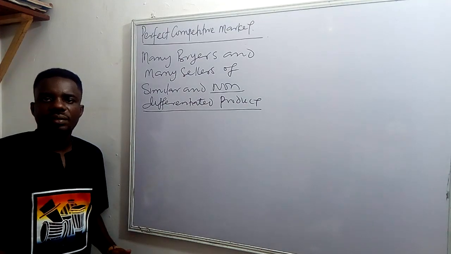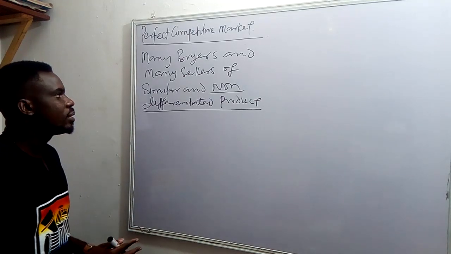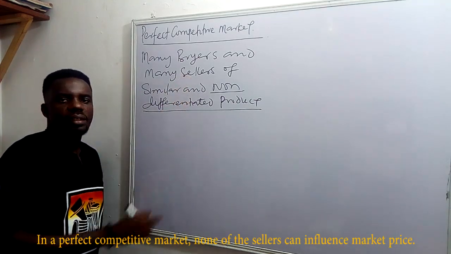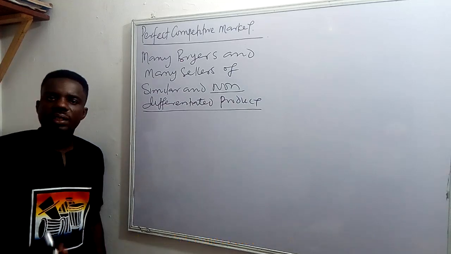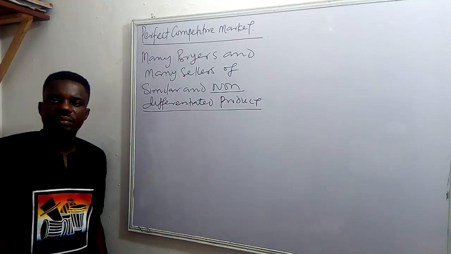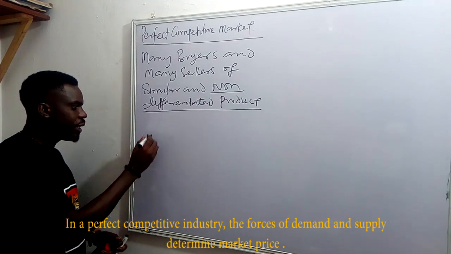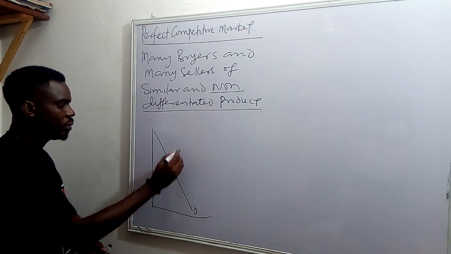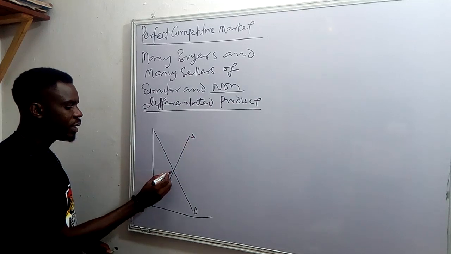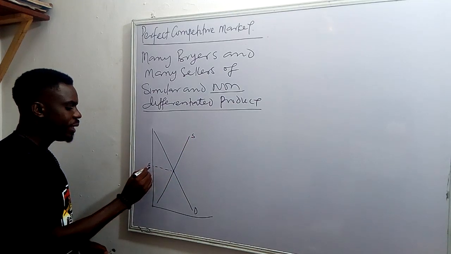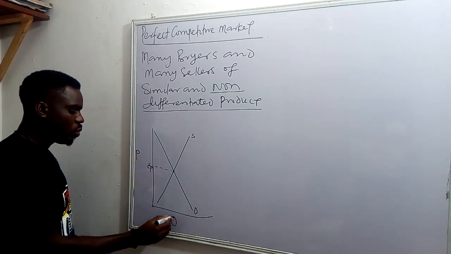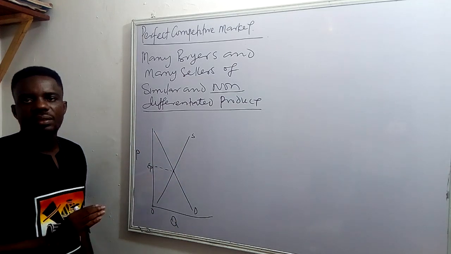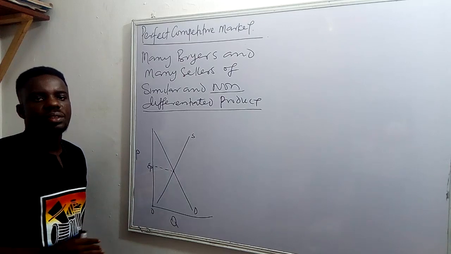How do we determine price in this market, knowing fully well that none of the buyer can differentiate a product from the other? As such, none of the seller can influence market price. What determines market price in a perfect competitive industry is the forces of demand and supply. These are price axis, quantity axis. So the forces of demand and supply determine market price in a perfect competitive industry.